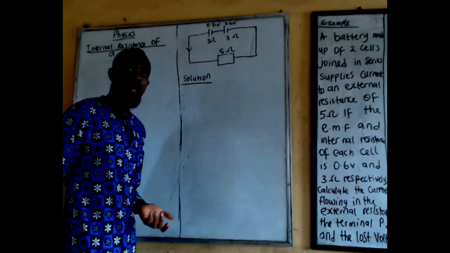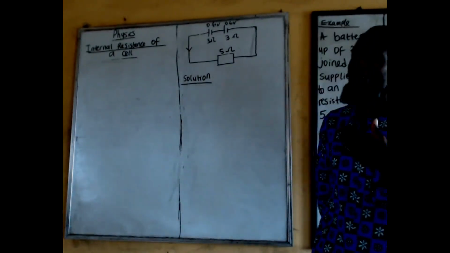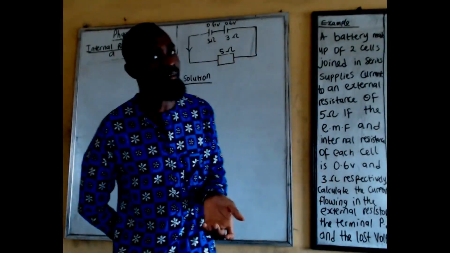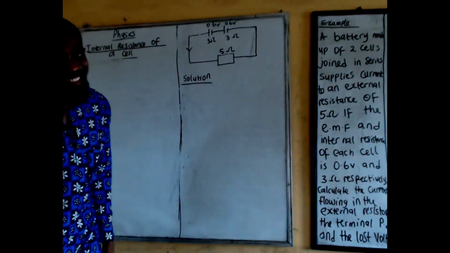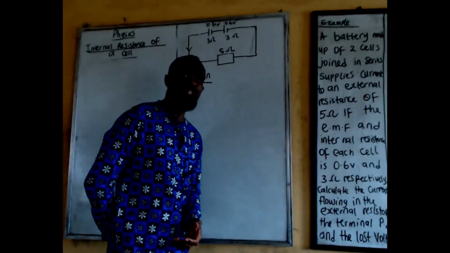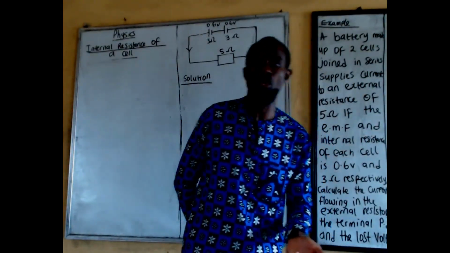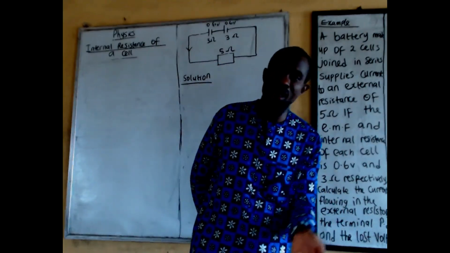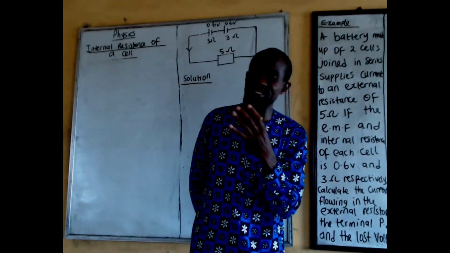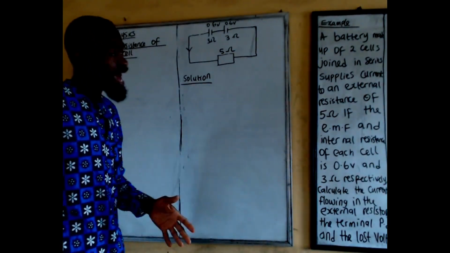But they mention that these two cells also have internal resistance. All cells have internal resistance. So the internal resistance was not neglected; it was brought into question. Mind you, if you hear a question relating potential difference with currents, you can quickly use Ohm's law, V equals IR. But once the internal resistance is brought into question, you have to use the formulas we derived earlier on.